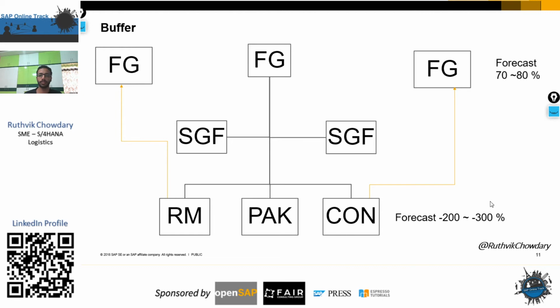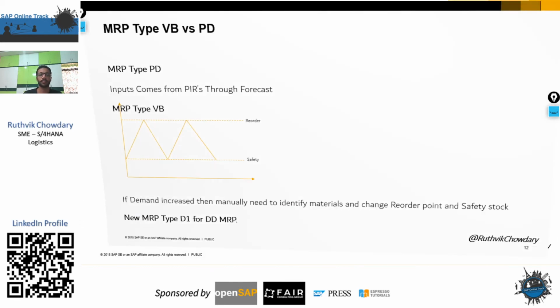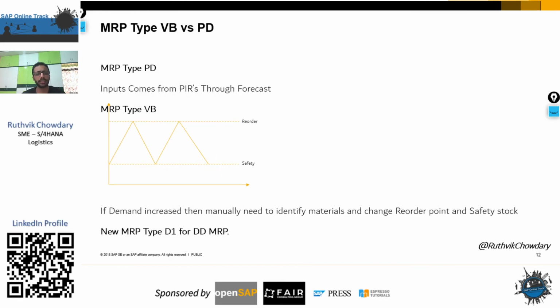Okay, so now let us see. Earlier in SAP we had MRP types called VB MRP and PD MRP. So MRP types, based on the planning, forecast and all, how it happens. We all know what PD and VB are. Now SAP has come up with a new MRP type called D1. That is for DDMRP. So what this D1 will be doing is observing the materials.